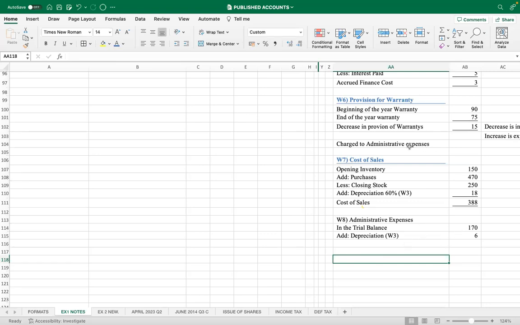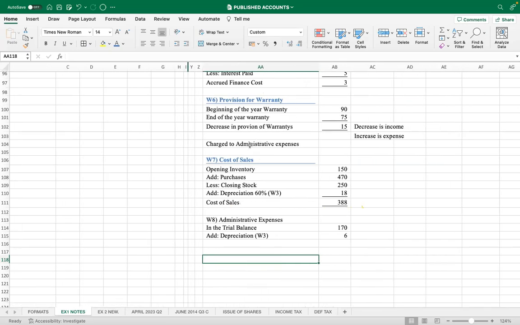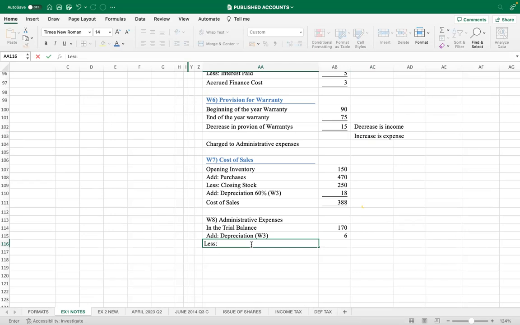There was provisions for, please understand me here. You remember provisions for warranty? We were told to charge it to admin expenses. You remember that? Now, if it is an increase, you add it. If it is a decrease, you less. So, because it was a decrease, you less. Less what? Decrease in provision for warranty. It was working 6.